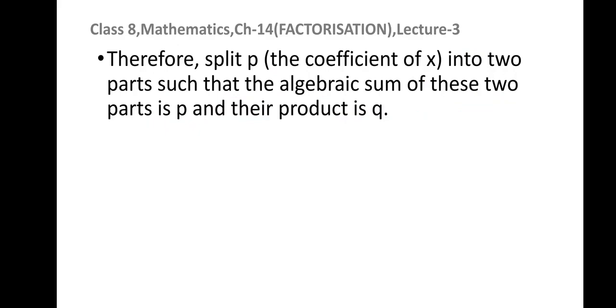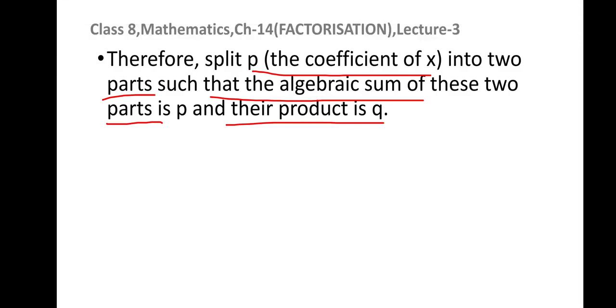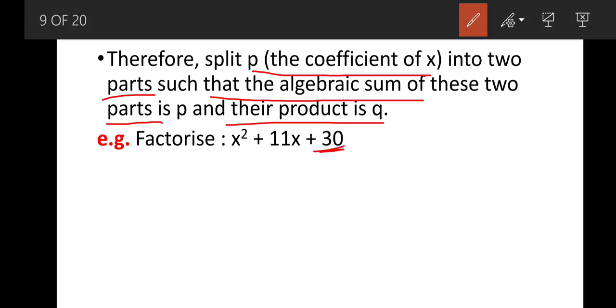So therefore split p, what is p? That is the coefficient of x, into two parts, such that the algebraic sum of these two parts is p and their product is q. I will be explaining this with the help of an example, then it will be clear to you. For example, I am taking this example, x square plus 11x plus 30. This is a trinomial, it has three terms, and if it had been a square number here, then we would have used identity number 1 also, because we have two squares in identity number 1 but with the plus sign. But this is not a perfect square, so we are left with identity number 4. Identity number 3 also we cannot use, because we want the difference of two squares, and so we are left with identity number 4. That is what I explained in the previous slide.